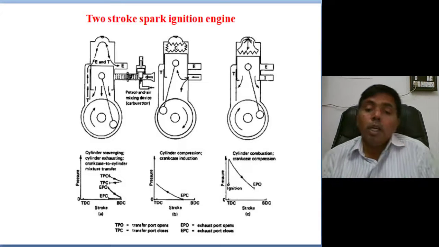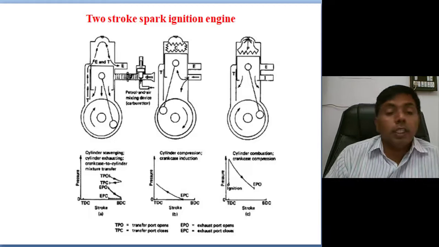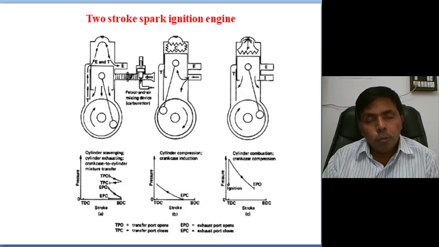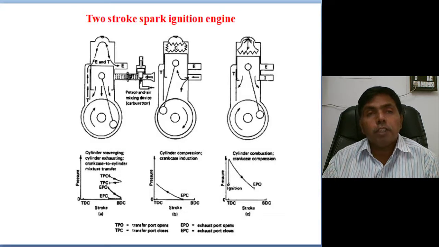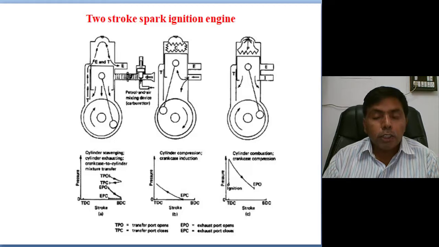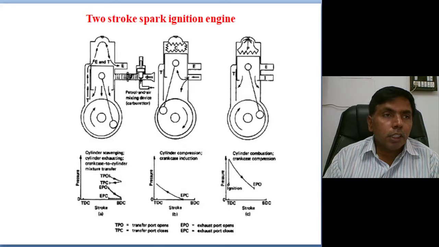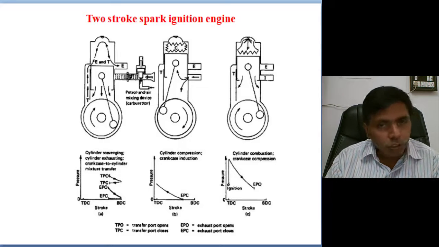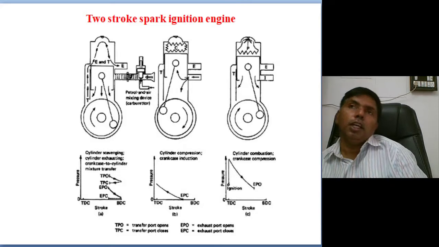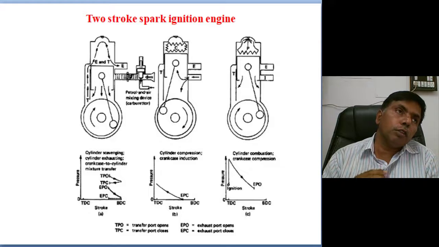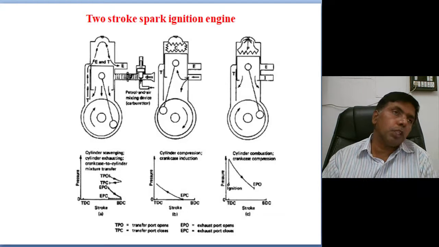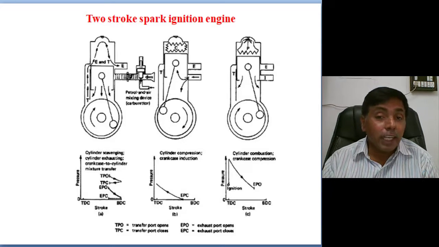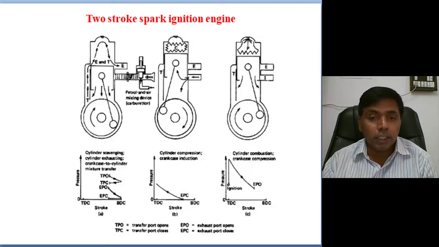So coming to the two-stroke spark ignition engine. In the four-stroke we discussed, four movements of the piston or two revolutions of the crankshaft take place for completion of suction, compression, combustion, power and exhaust. Then it's called a four-stroke engine. Coming to the two-stroke engine, with two movements of the piston or one revolution of the crankshaft, we complete the entire operation in a two-stroke spark ignition engine.